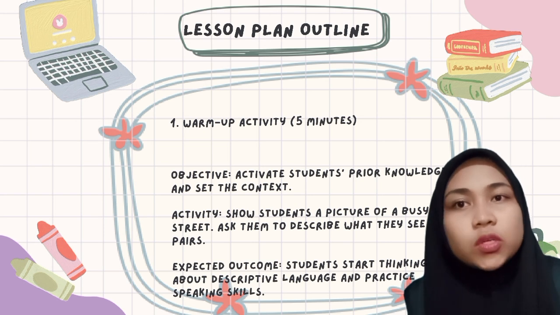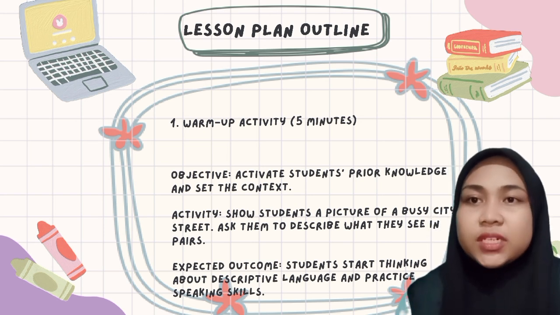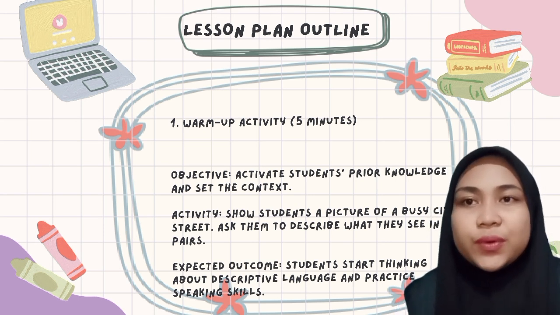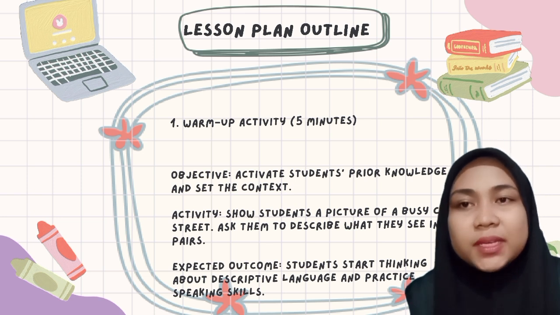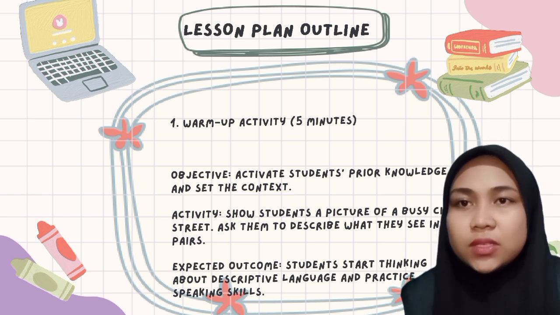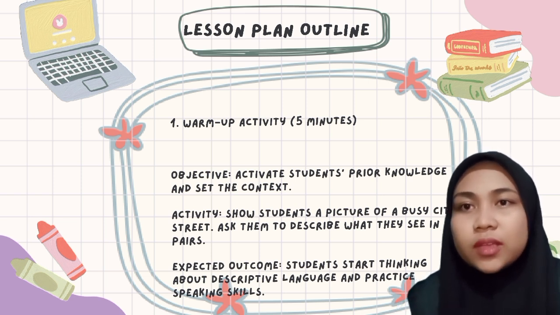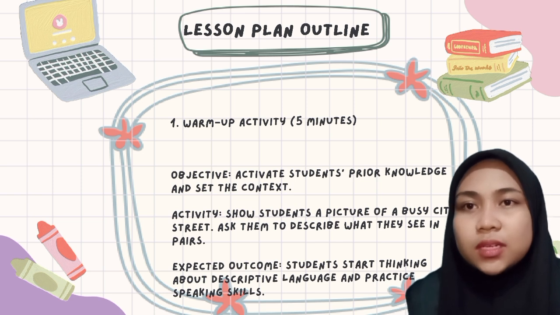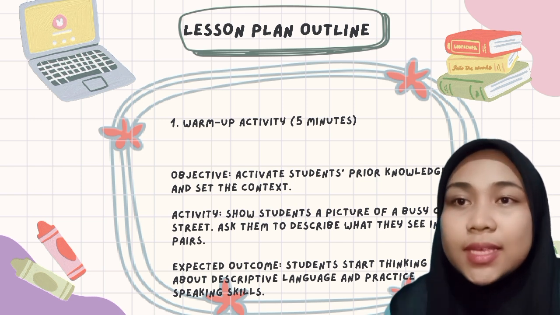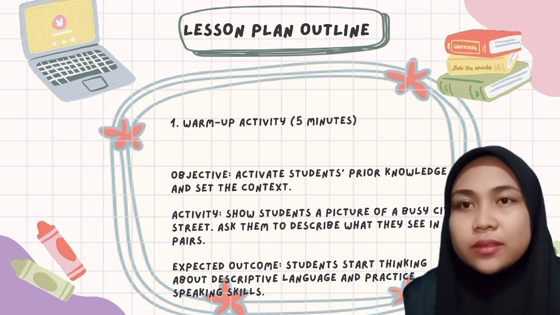Lesson plan outline. First, the warm-up activity, which takes 5 minutes. The aim is to activate students' prior knowledge and set the context. The activity is to show the students a picture of a busy city street and then ask them to describe what they see in pairs. Expected outcomes: students begin to think about descriptive language and practice speaking skills.